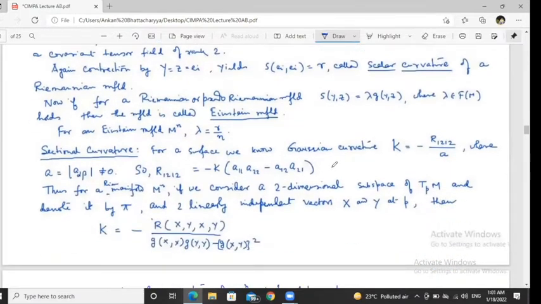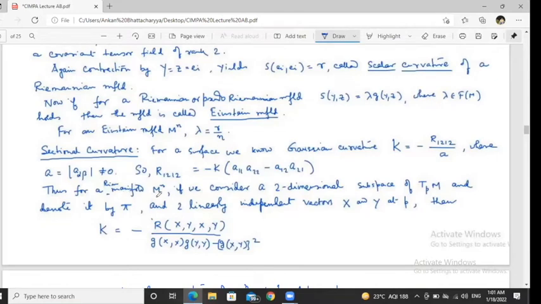Now we can come to another important concept, that is sectional curvature. For any surface, the Gaussian curvature is defined by R1212 by A, where A is the determinant of the coefficients of the fundamental metric tensor. So R1212 can be written in this form.